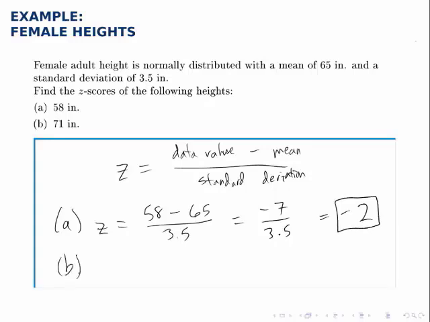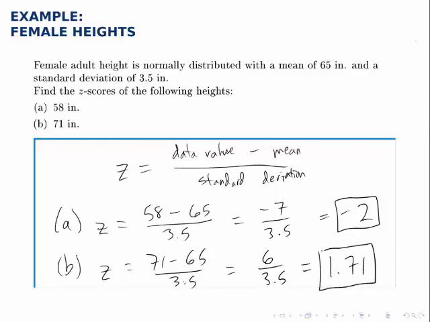For the second point, we do the same thing, now taking 71 minus 65 and dividing by 3.5. 71 minus 65 is 6, and that divided by 3.5 is 1.71. So the second data point is between 1 and 2 standard deviations above the mean.